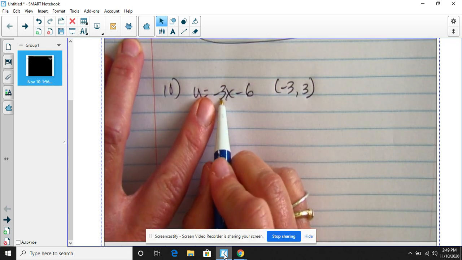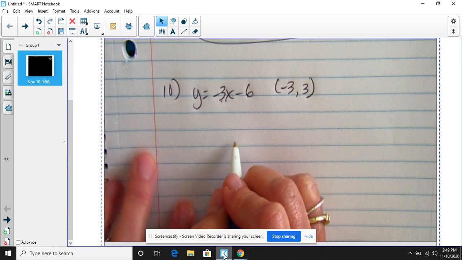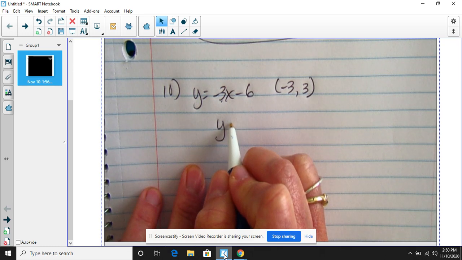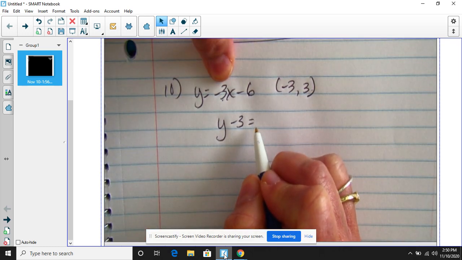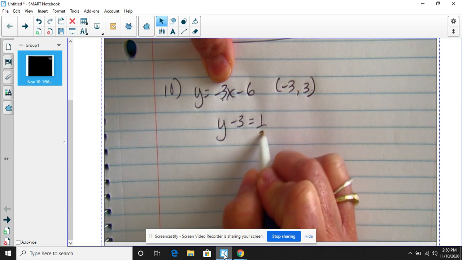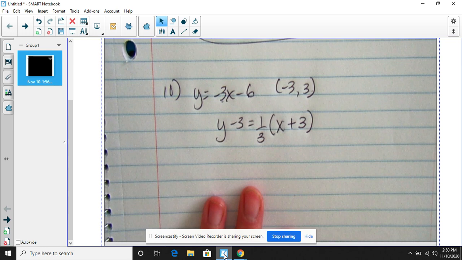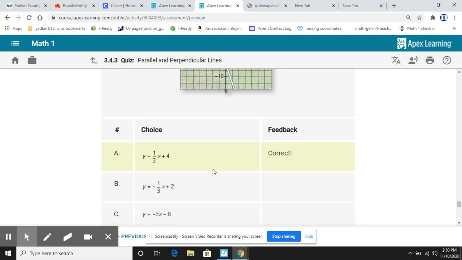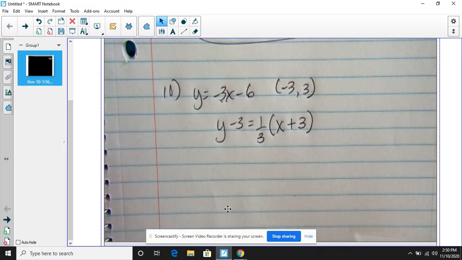So what's the opposite reciprocal of -3? It's a positive 1/3. So I'm going to write this in point slope form. I think that's the way it's asking you to do. So y minus 3 is equal to positive 1/3 times the quantity of x plus 3. And let's look at the answers and see if they're in that form. Oh, they're not. Okay, so what we need to do is put this in slope-intercept form by doing this.